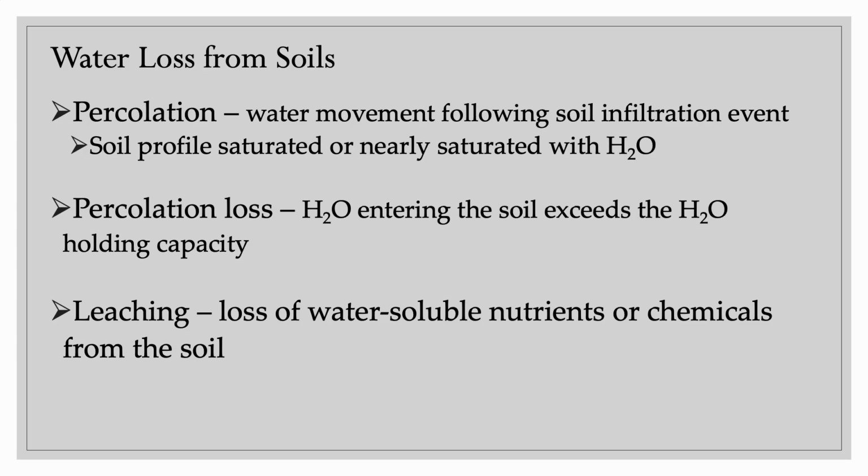And so the main reason that we want to do this is we are trying to minimize at least the water loss to the atmosphere, but we can also have water loss through the soil profile. While this is not going to be a major issue compared to evaporation, it is still important. And so we have percolation. Percolation is movement through the soil profile. We can have percolation loss.